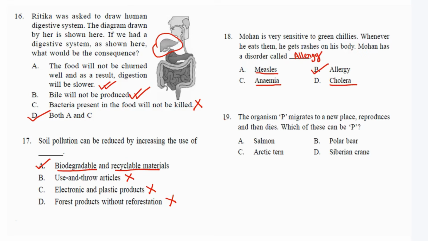Coming to question number 19. In question number 19, it is said the organism P migrates to a new place, reproduces, and then dies. Which of these can be P? Salmon, polar bear, Arctic tern, and Siberian crane. So the correct answer is salmon. Why? Because salmon fish migrate to a new place so that they can reproduce, and after laying eggs, the salmon fish die. So the correct answer will be salmon here.